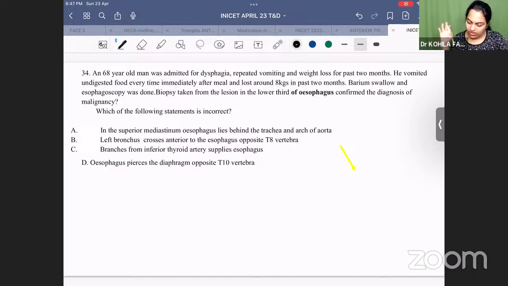You would have gone through the case scenario questions. Which of these is incorrect? In the superior mediastinum, the esophagus is present. Of course, it lies behind, posterior to the trachea and arch of aorta. The left bronchus crosses anterior to the esophagus, but at what level? Did you go through it? Of course, this was asked previously. Inferior thyroid artery supplies the esophagus. The esophagus will pierce the diaphragm opposite the T10 vertebra. Right? The left bronchus will cross anterior to the esophagus at what vertebral level? Do you remember?